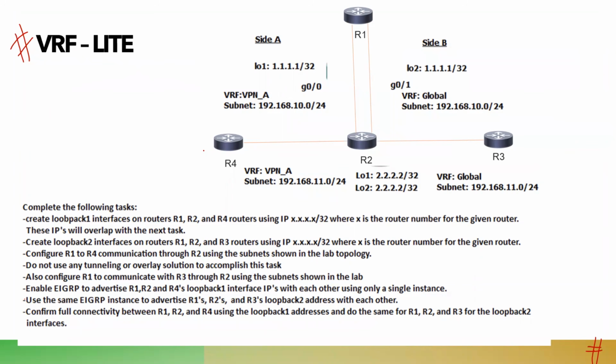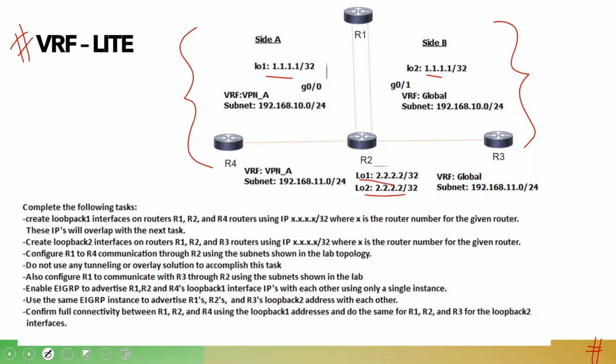Now in the diagram you can see that we have two sides. On one side we are going to configure the VRF. On the other side we have the global routing table. You can see the same address spaces that we are going to use in router 1 and router 2. Loopback 1 has IP 1.1.1.1, and loopback 2 also has IP 1.1.1.1. One is inside the VRF, but the other one is inside the global routing table.